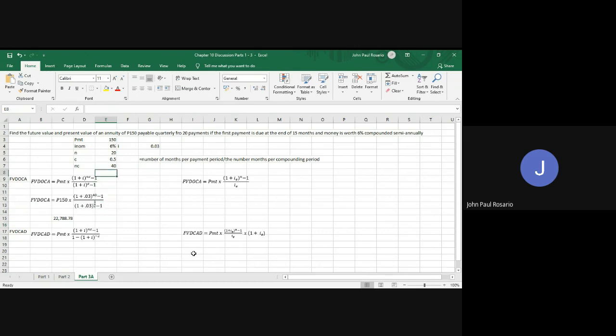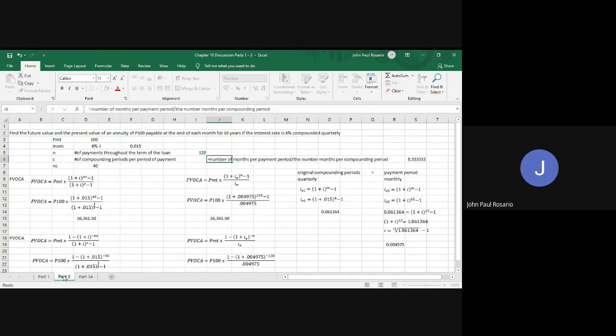Because we used 40. This is wrong. Because our NC should be 20 times 0.5. This should just be 10. My brain is scattered. Okay, 10. Okay, so our answer should be 3,464.77.